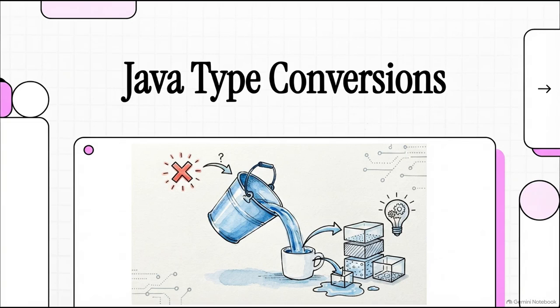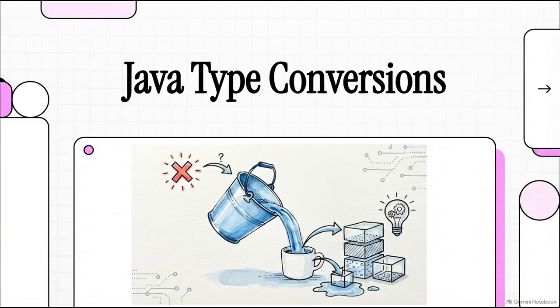Welcome to this explainer. Okay, picture this. Have you ever stared at a glaring red compiler error in your Java IDE and just thought, come on, this math makes perfect sense, why won't it compile? Well, trust me, you are definitely not alone.